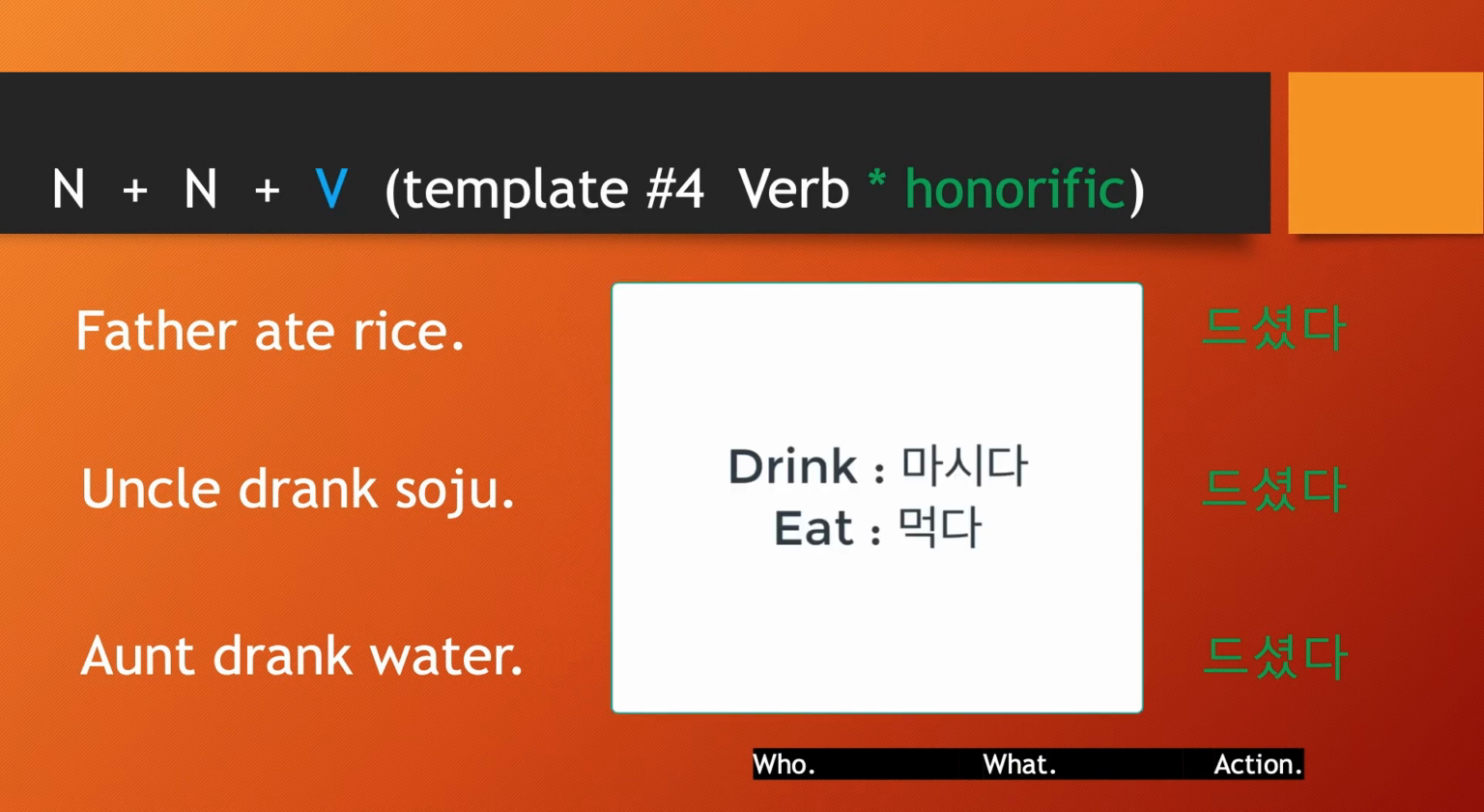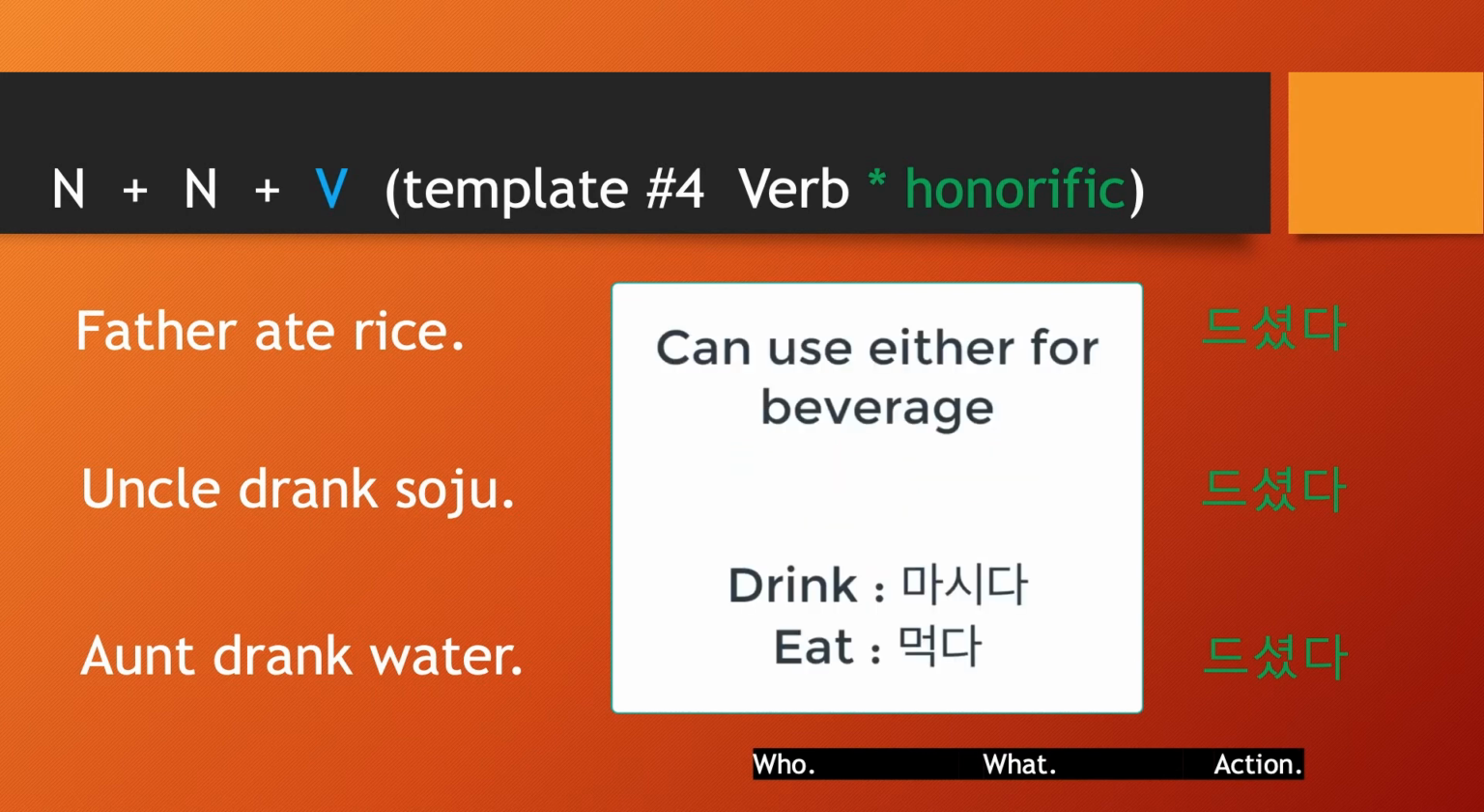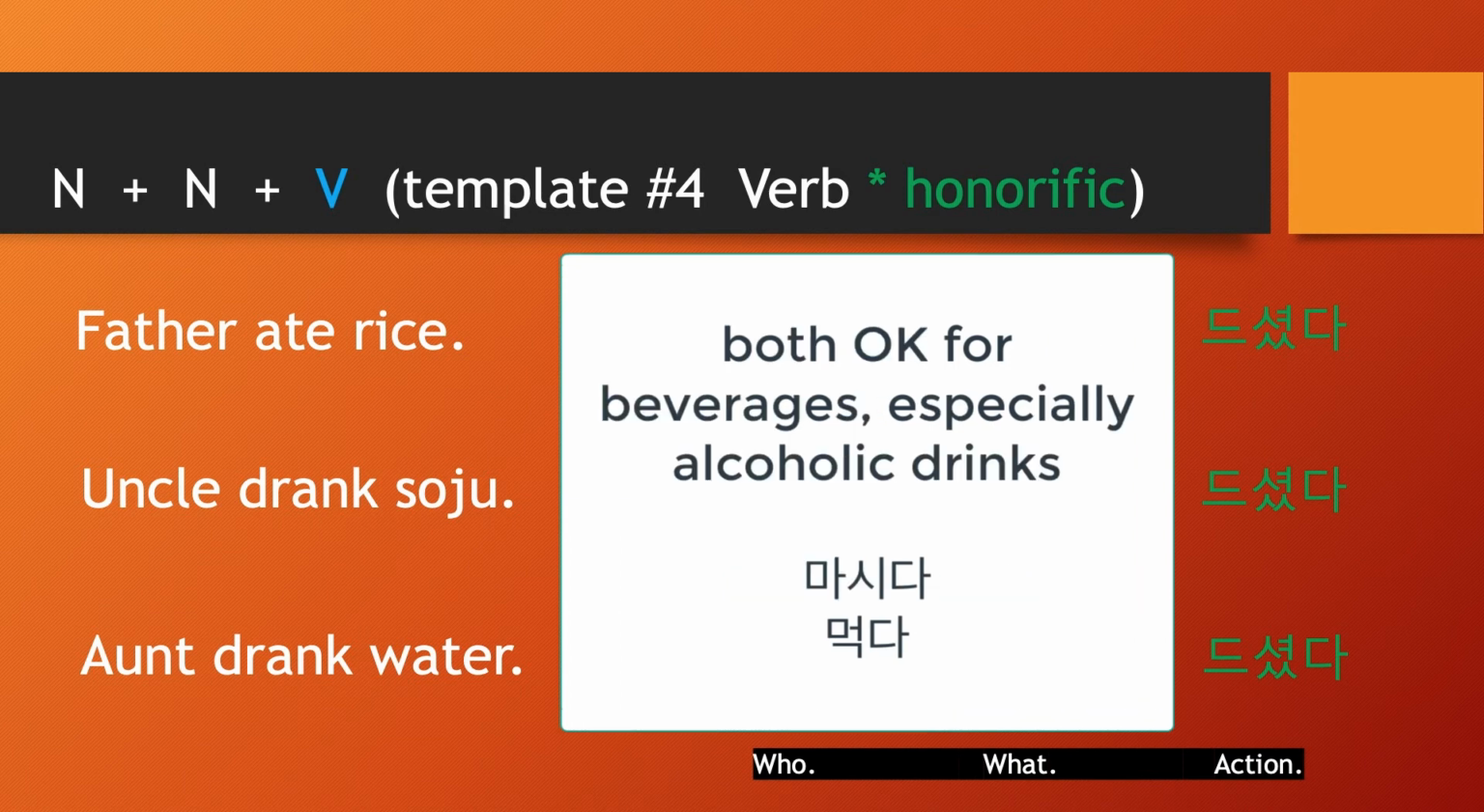I have already explained that drink is 마시다 and eat is 먹다. But conventionally in Korean society, when you drink alcoholic beverage such as beer, soju, or wine, it is acceptable to use either 마셨다 or 먹었다. So you can say 나는 소주를 마셨다 or 나는 소주를 먹었다. 나는 맥주를 마셨다 or 나는 맥주를 먹었다. Both are acceptable Hangul expressions when it comes to alcoholic beverage. But speaking of correctness, you'd better use 마신다 or 마셨다 for any kind of liquid or drinkable beverage.